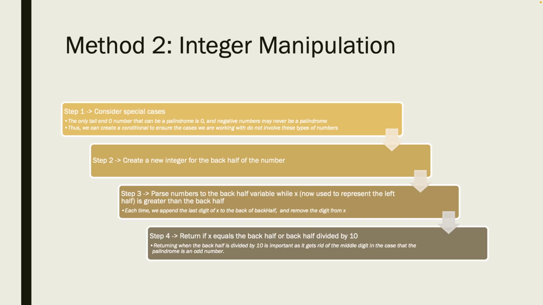So I'm going to explain the steps here, and I'm not going to show the code, and I'm going to see if you are able to think of how you would code this out. Step one is you have to consider your special cases. How are you going to deal with a negative integer or an integer that has a tail end 0? The only integer that has a tail end 0 that could be a palindrome is 0.